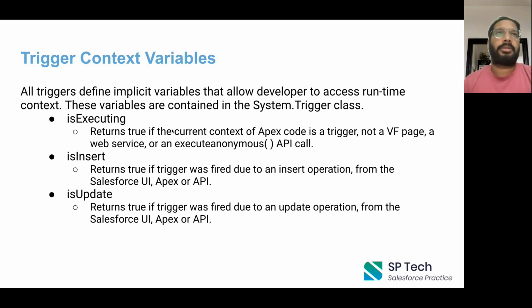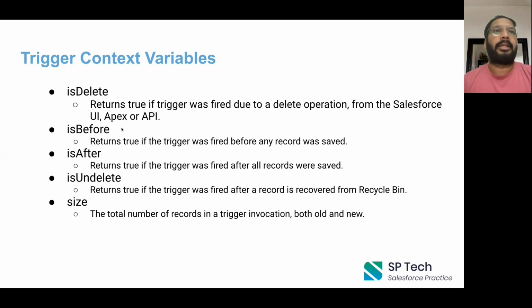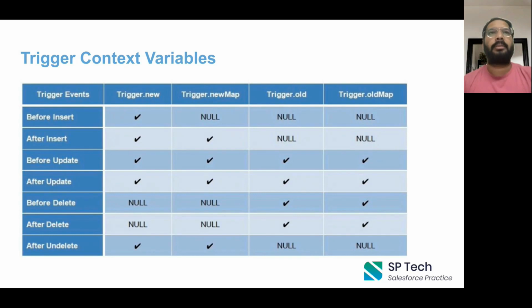Then comes context variables. If you want to check whether your code is executing in a trigger context, whether a trigger initiated particular logic, you can use the isExecuting method. Then we have isInsert, isUpdate, isDelete, isBefore, isAfter, isUndelete, and size. We will be using these in the trigger so that we can see for which event you are trying to run the code.